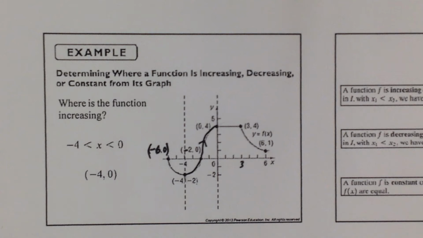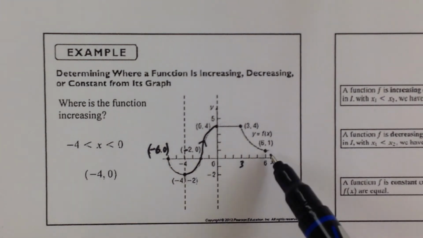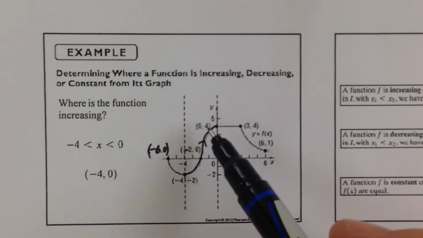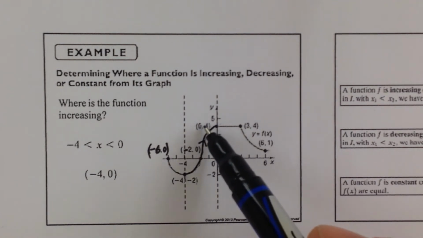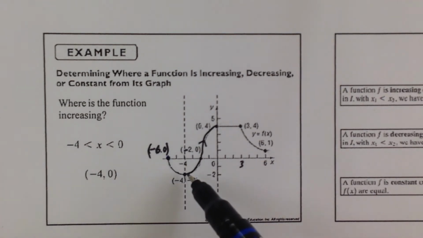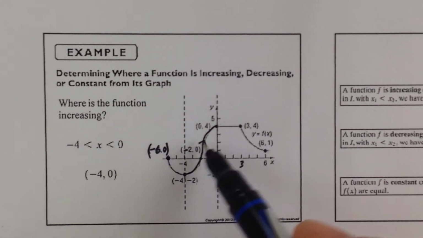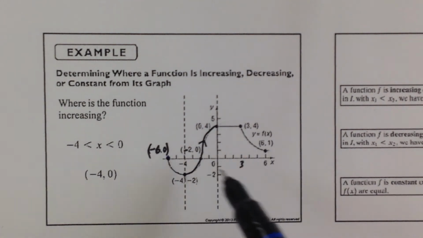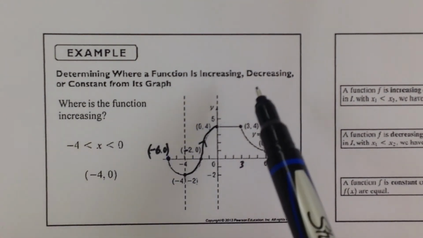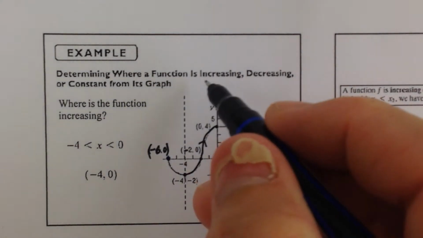First of all, I wanted to point out something. When we look at this graph, you'll notice lots of pairs of numbers within sets of parentheses. Those pairs of numbers represent the ordered pairs of the points that they're really close by. So right here, -6, 0 is the ordered pair, the coordinates of that point, and -4, -2, and -2, 0, and so forth. So we see all these ordered pairs of the points along the curve. For this particular example, we're going to determine where this function is increasing first.